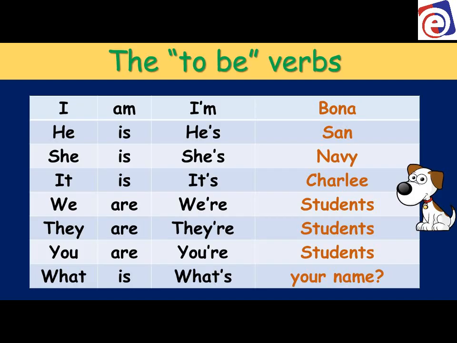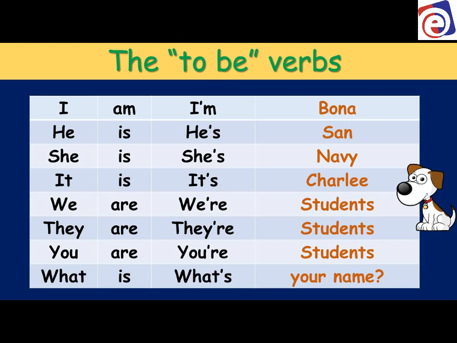Okay, the to be verb. It's called the to be verb. And there are three of them: am, is, and are. I am, he is, she is, it is. We are, they are, you are. And so we use am with I. He, she, it is. They, we, you are.